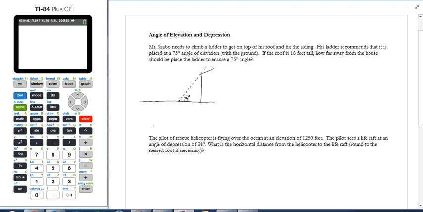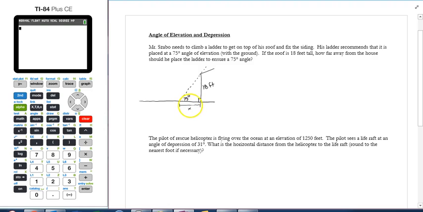Then we have to label the rest of this accurately. Now, my house and the ground make a 90-degree angle. The roof is 18 feet tall, so I know this is 18 feet. How far away from the house should he place the ladder to ensure that 75-degree angle? Well, if this is where I'm placing the ladder, and that's my house, I want to know what this length is. That's what I'll call x. I now have my right triangle.